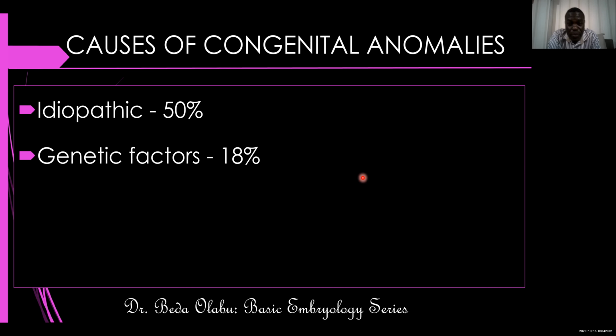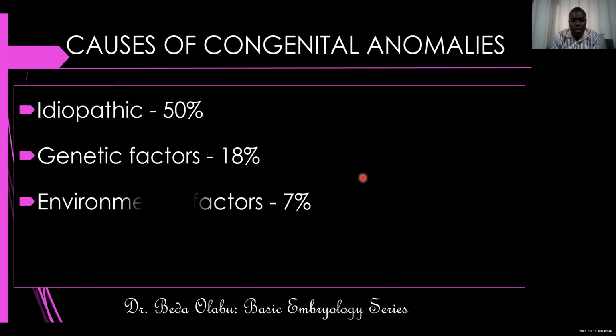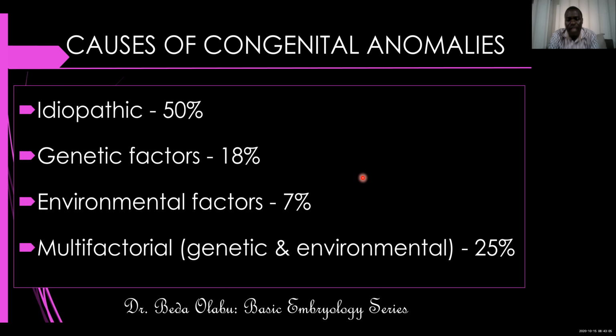In about 18% of the malformations, there are non-genetic factors that have been described. In about 7% of the malformations, there are non-environmental factors which have been described. Now, the last group is important, that in about 25% of the cases, the causes are multifactorial.